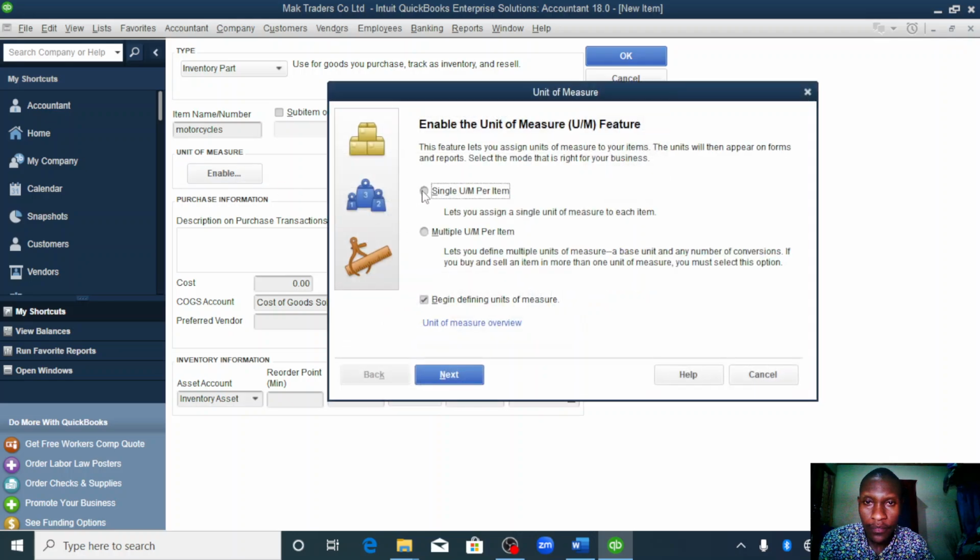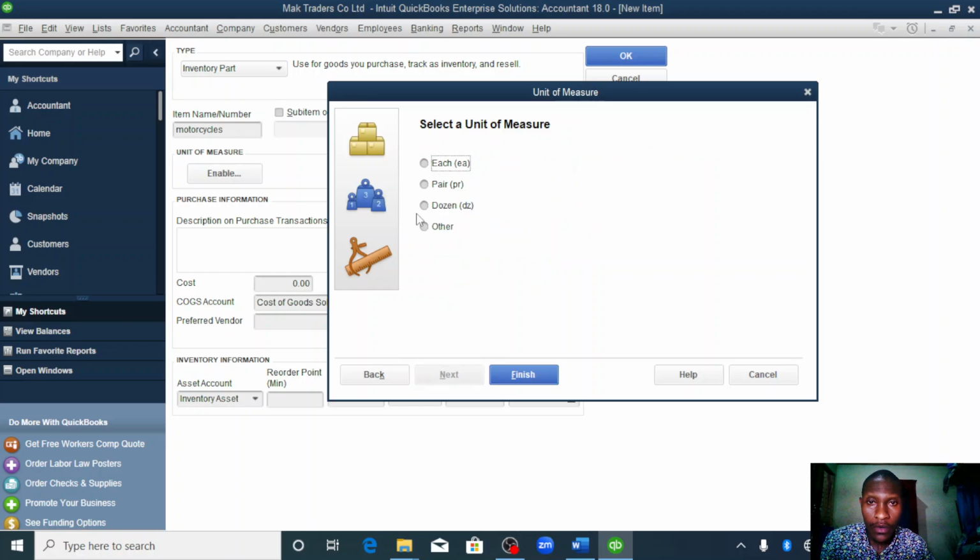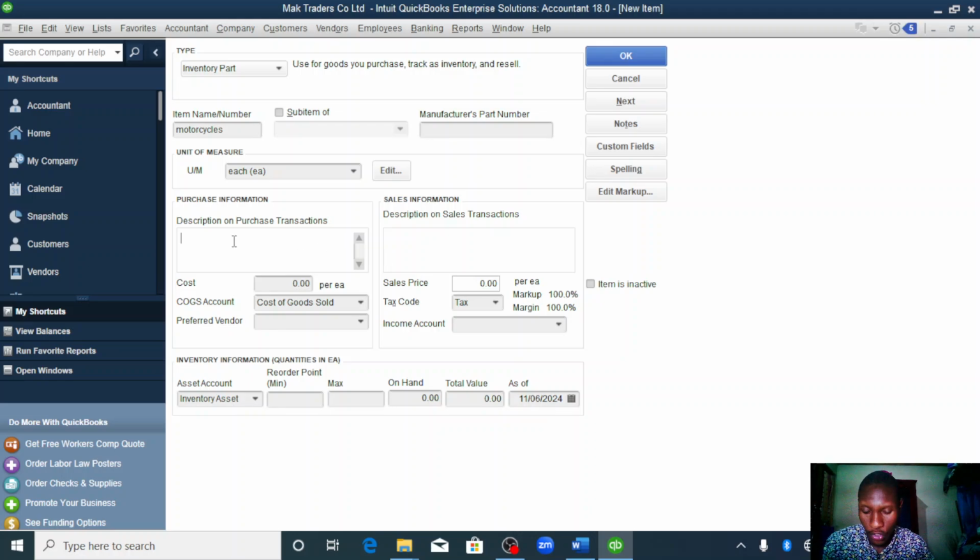We go to unit of measure. It is a single unit of measure. So we go to count, we go to each, we finish, and then the description we are given is coded as IV00001. We go to cost. Cost is 4 million.